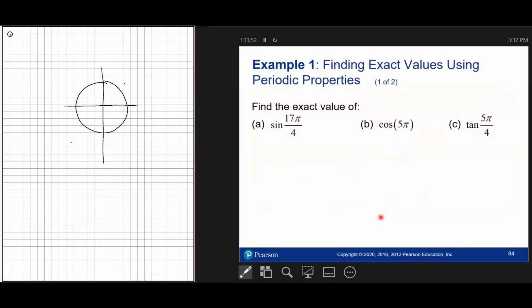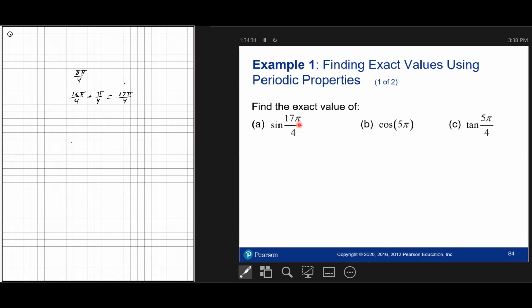Okay, find the exact value. So 14 pi over 4, I want to find out what, well, I know the period is 2 pi. So we're dealing with pi over 4. And so that's going to be 8 pi over 4, or 16 pi over 4. And 16 pi over 4 is just under this. So if I add 1 pi over 4, that will give me the 17 pi over 4.